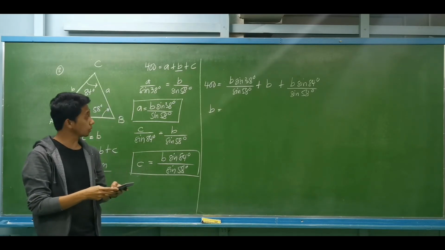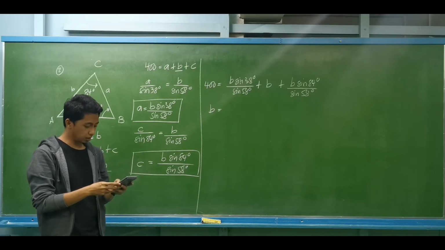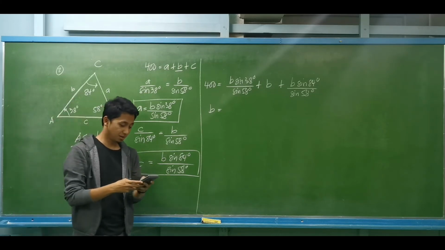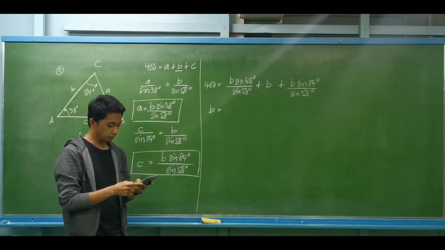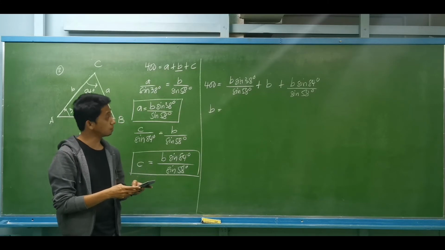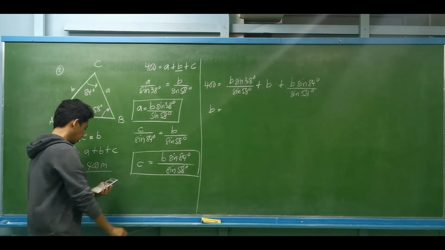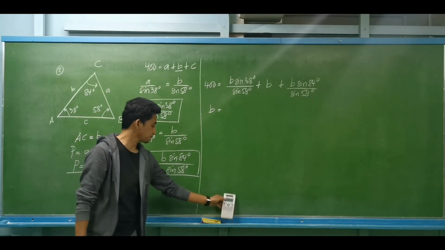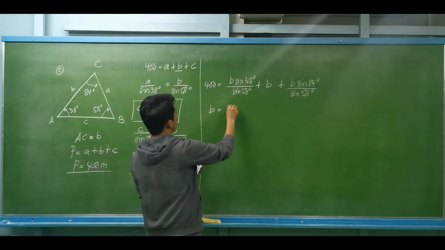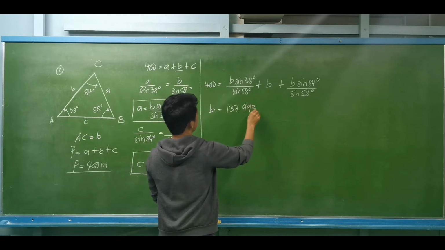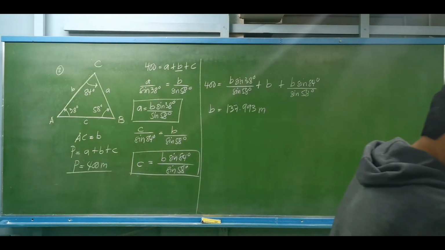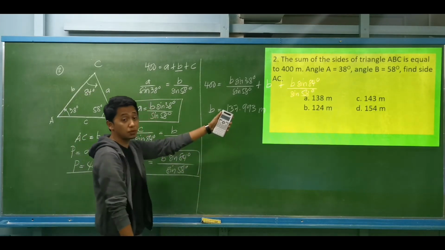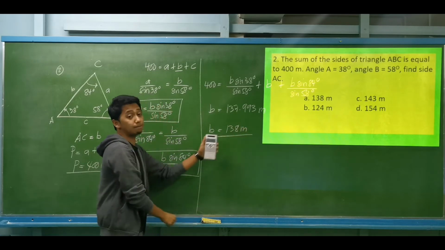So we have that is 400 equal to, okay, we have side B, the sine of 38 degrees divided by the sine of 58 degrees plus side B, sa calculator natin, alpha x, ay plus side B, sine of 84 degrees, okay, this is divided by the sine of 58 degrees. And so we have 137.993 meters. So let's check sa choices for number 2. We have 137.993 meters. Okay, pinakamalapit sa choices. We have letter A, the rest 138 meters. So ito na yung ating sagot.